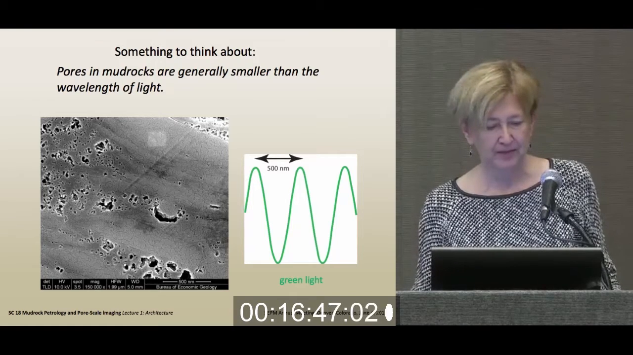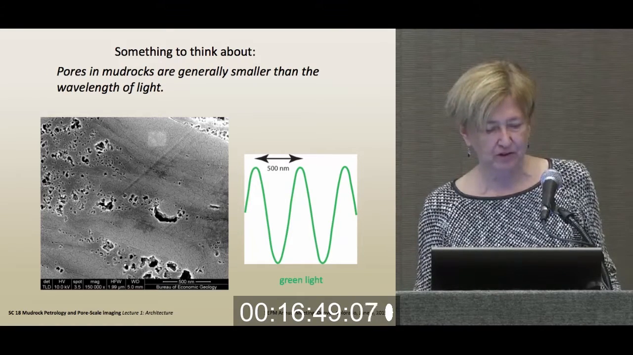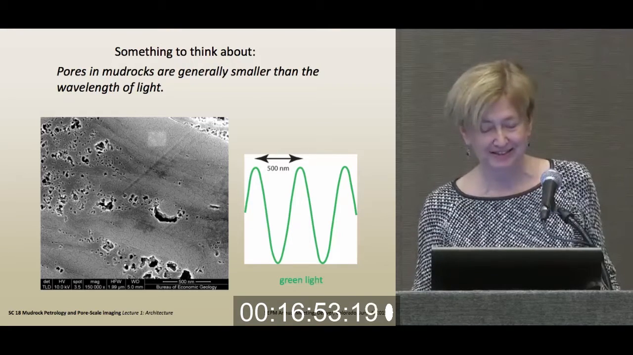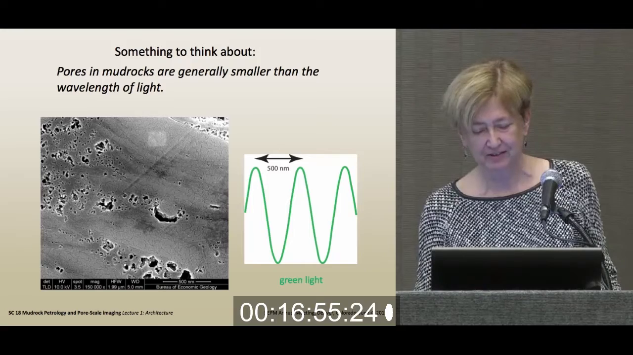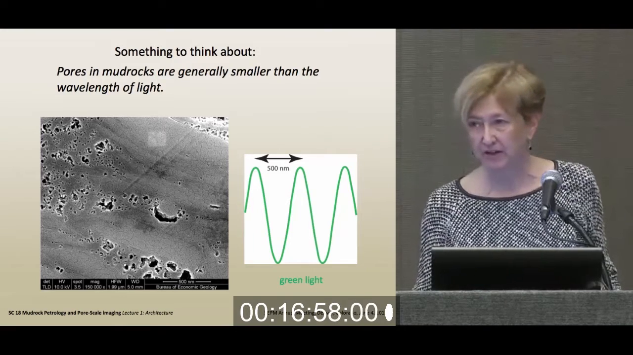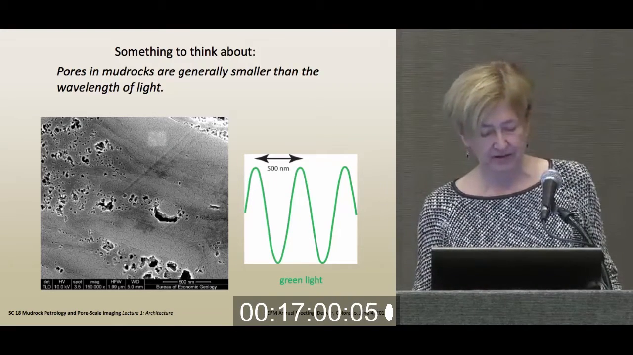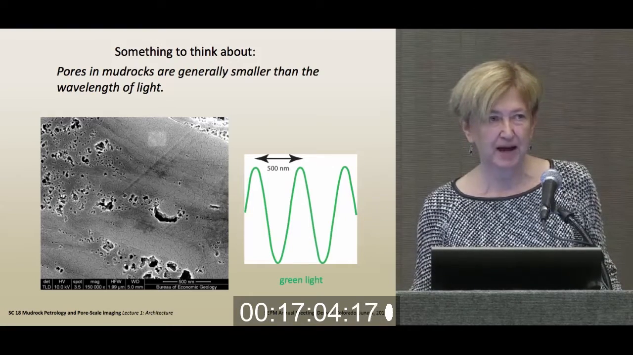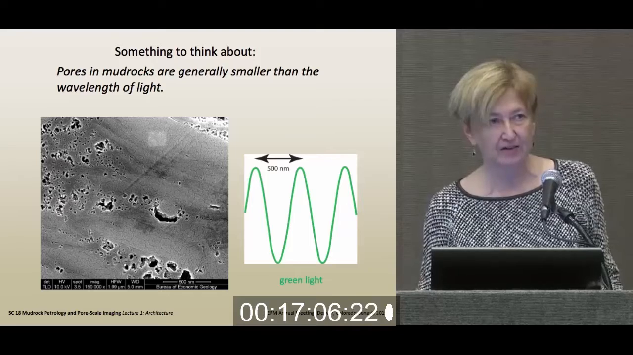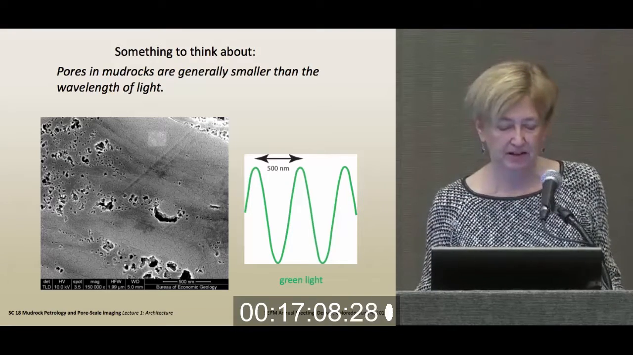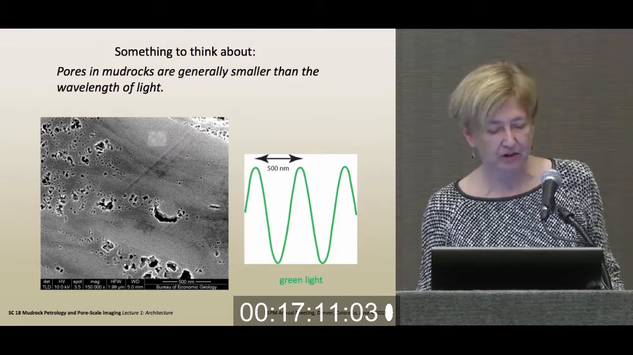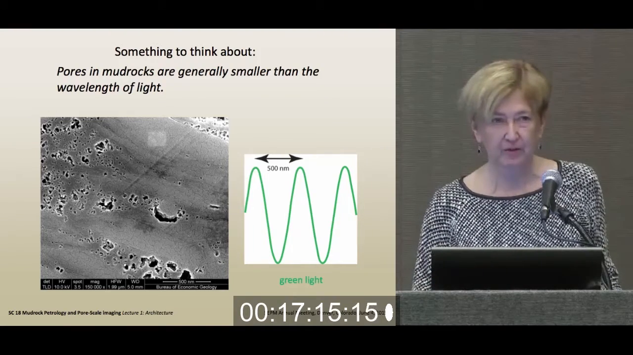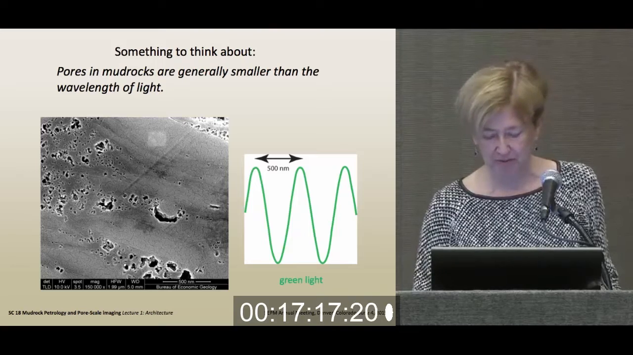But in mud rocks, the dominant pores are generally smaller than the wavelength of light. That's something to think about. This is green light, 500 nanometer wavelength. This is a 500 nanometer scale bar. So you can very easily imagine the chemistry and physics that it's going to take to really explain the behaviors of the contents of these pores are really different than what we're normally accustomed to thinking of.